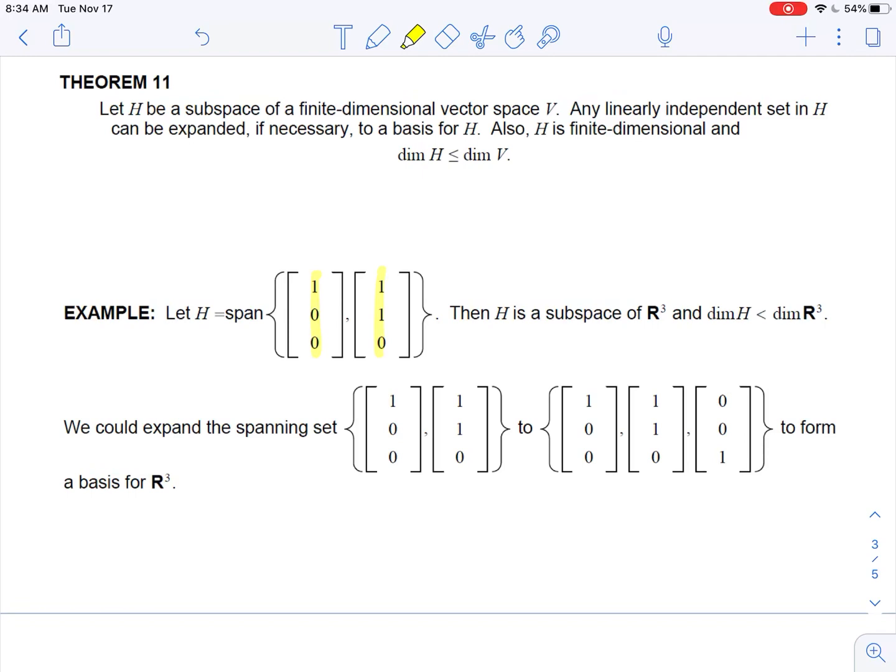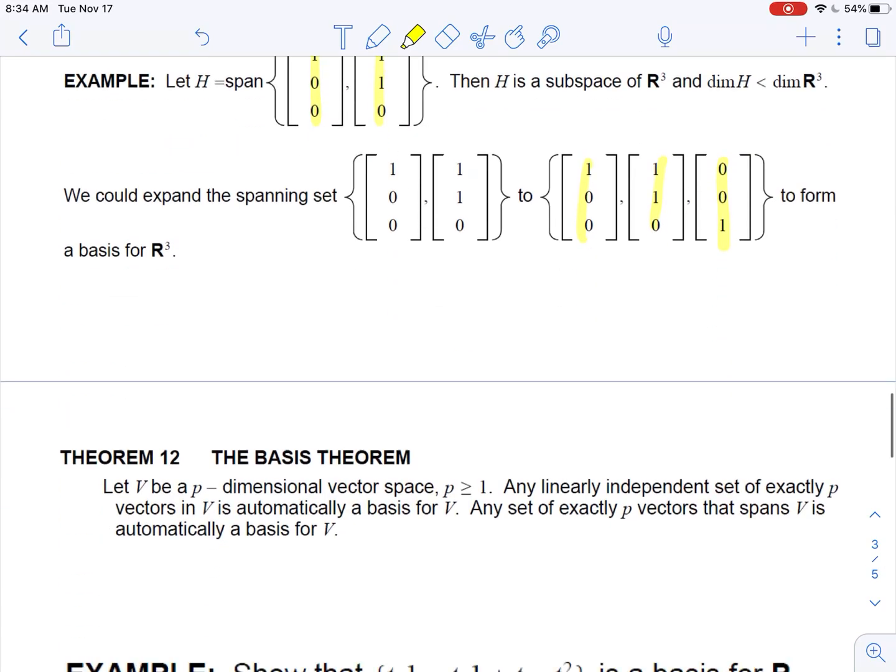We could expand this set to include, say, 0, 1, 1. This would allow us to form a basis for R3, and now all we're simply saying is that we could take these three vectors, which originally were the first two, and add a third to generate a basis for R3.